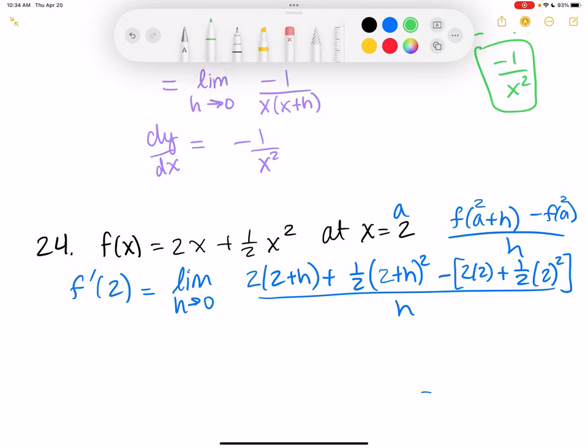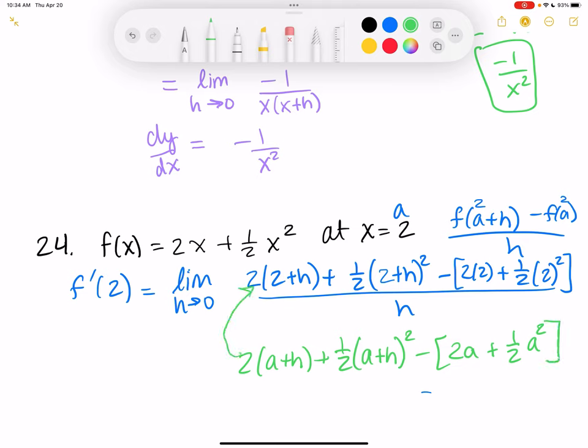So what actually occurred here for the top of this is 2 times a plus h plus 1/2 times a plus h squared, minus 2 times a plus 1/2 times a squared. That's what is actually happening on the top. I just went with numbers right away. But formula-wise, that's what's plugged in there. Maybe that will help. Probably should have started there. Obviously, all over h.